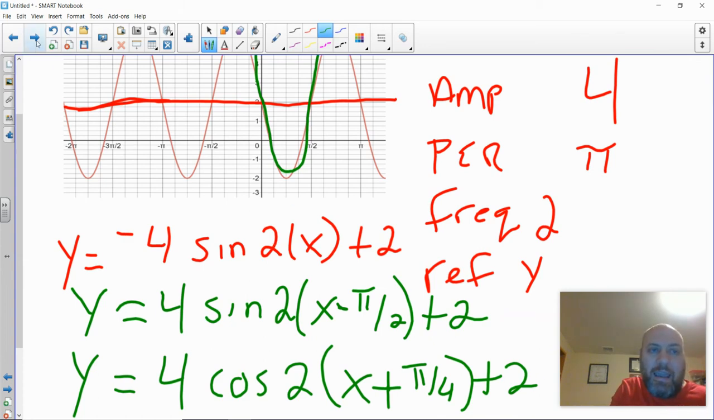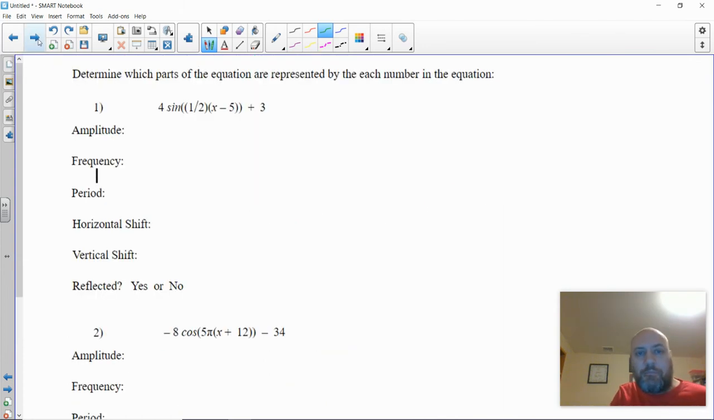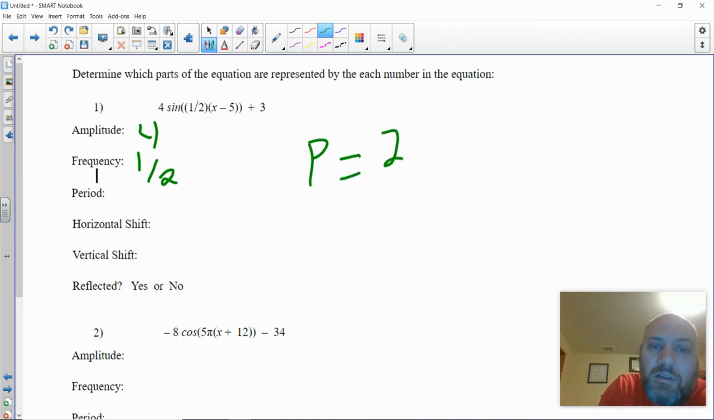Let's go and take a look at the analyze competency. So here we're breaking down the parts of the equation. So looking at this first equation, the very first number is my amplitude, so that would be a 4. The frequency is the number outside the parentheses before x, so that would be 1/2. My period is 2 pi divided by the frequency. So 2 pi divided by 1/2 is going to be 4 pi.